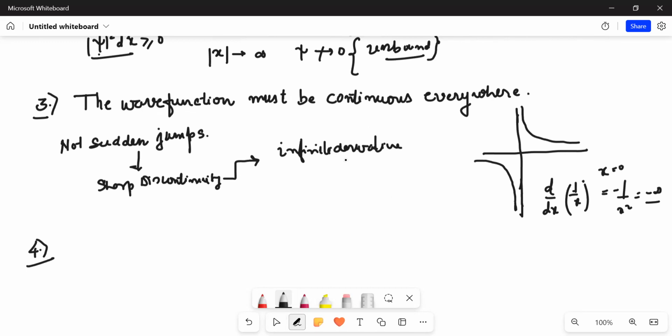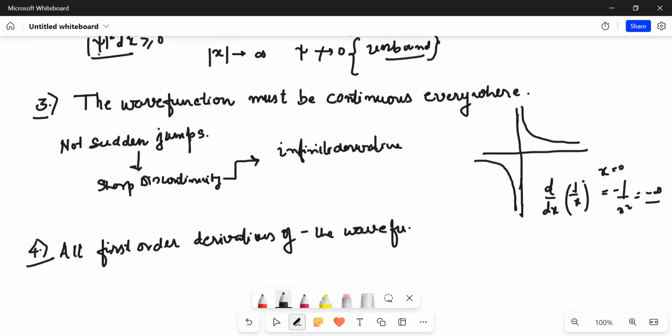The fourth condition is that all the first order derivatives of the wave function must be continuous.